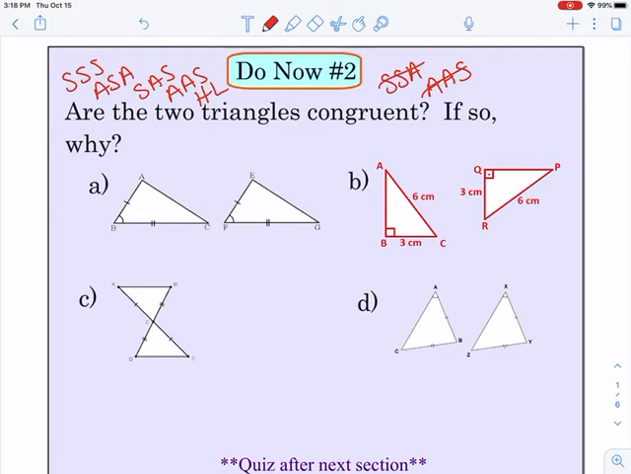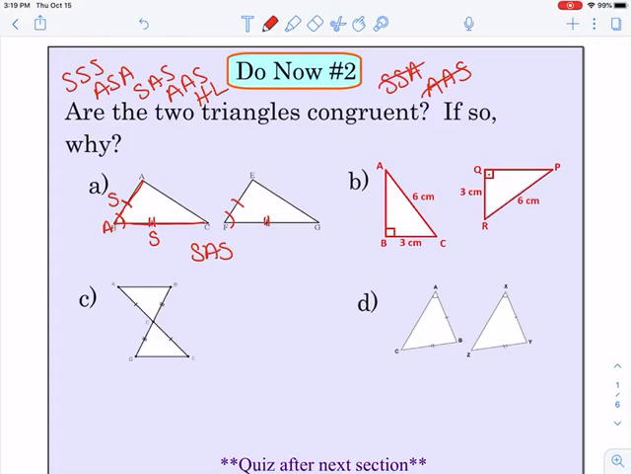So for part A, again, I have this side congruent to this side, and then this angle congruent to this angle. So I have a side, an angle, and a side. And we just need to make sure that that's the included angle. So how do I know that? If I trace the two sides that are congruent, it needs to form angle A. And if I do, it does form angle A. So this is side, angle, side.